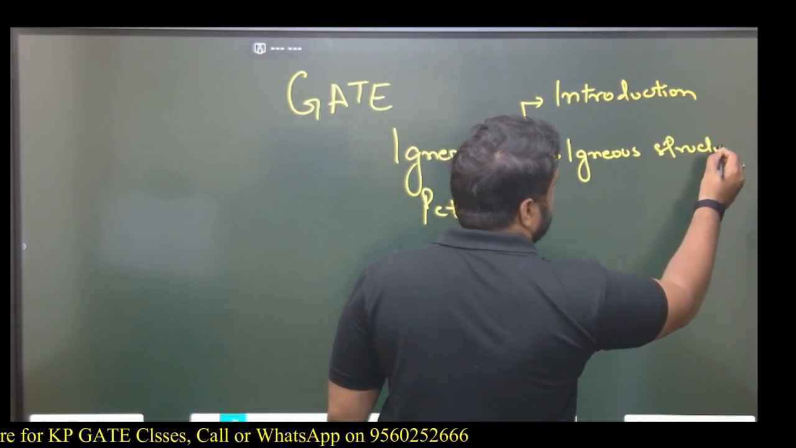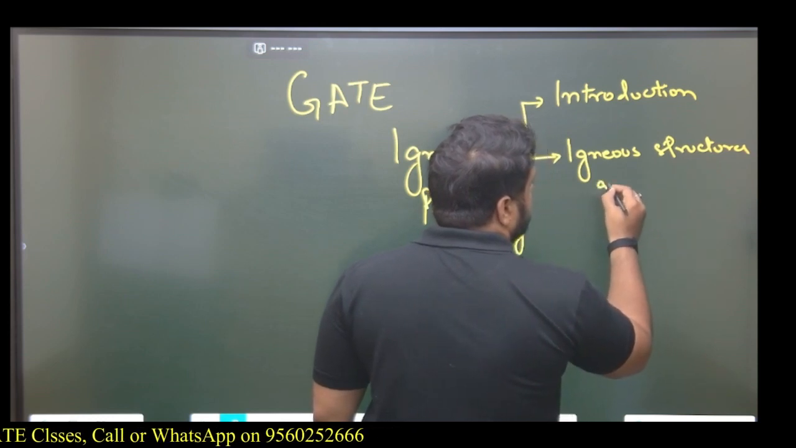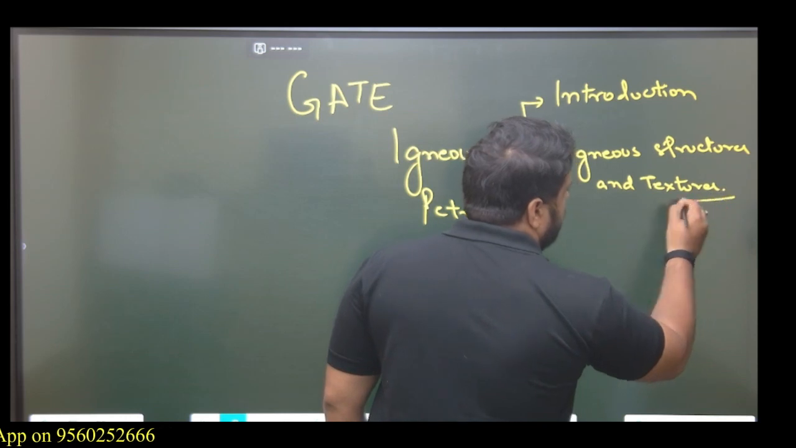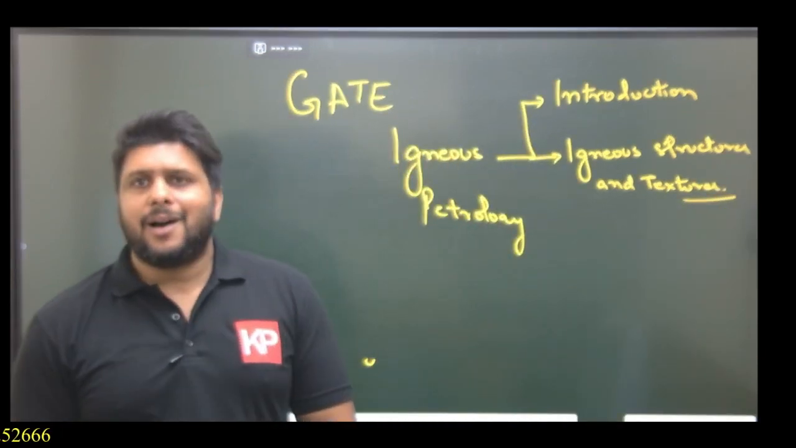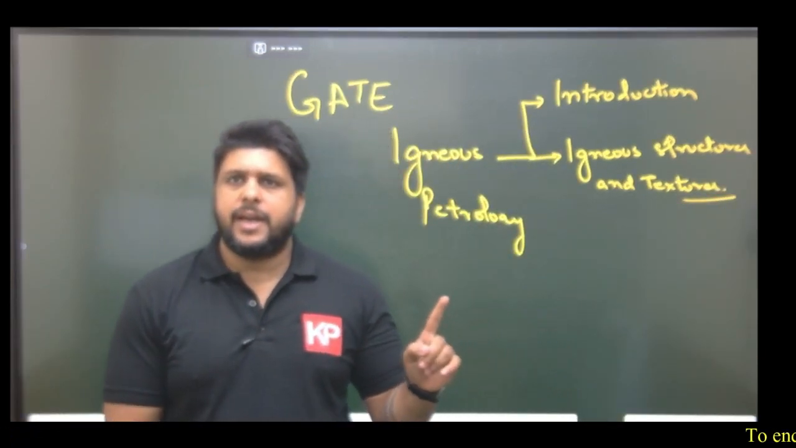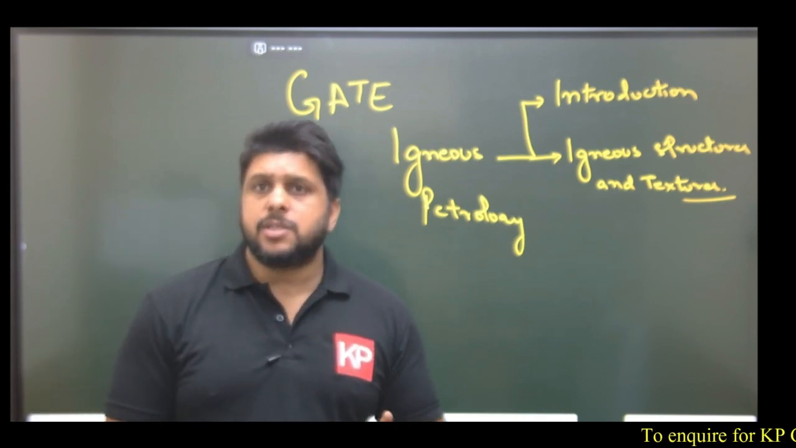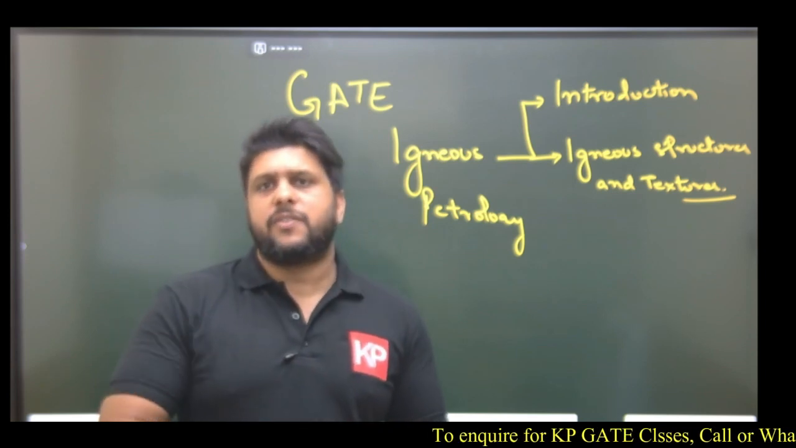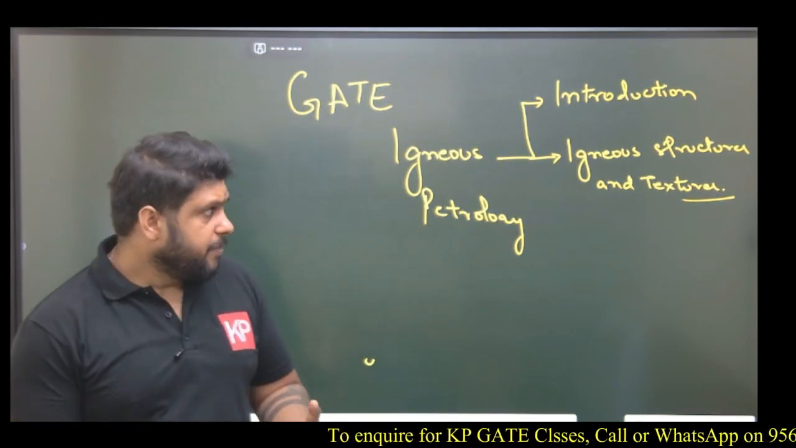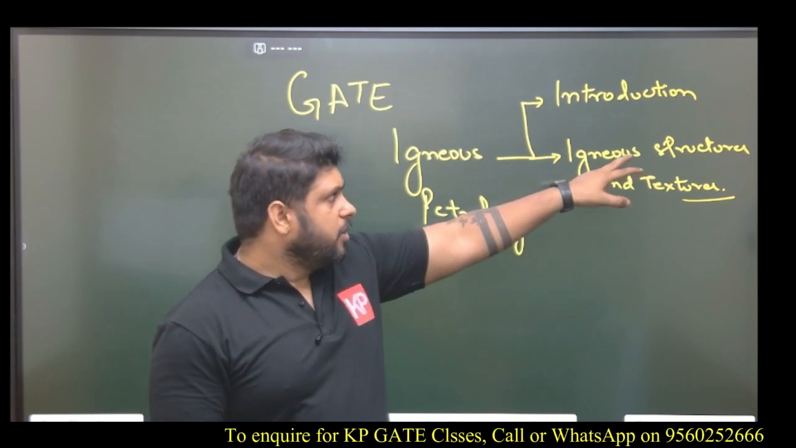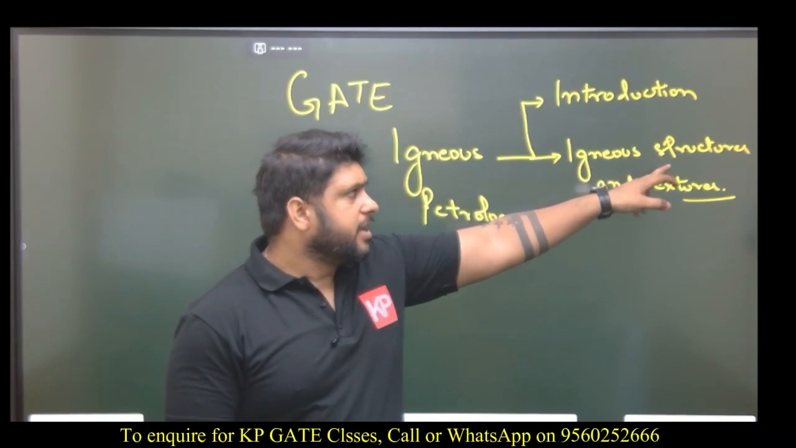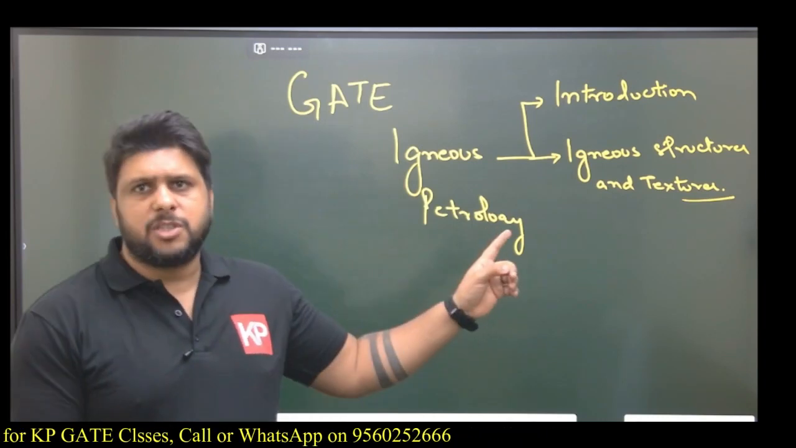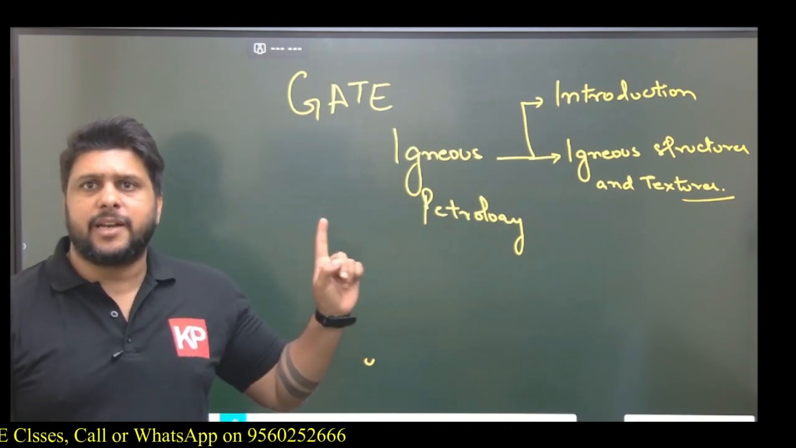Now the second part is igneous structures and textures. One question they ask from igneous textures and structures. In structures we are going to talk about extrusive and intrusive structures and many types of structures. Then textures. One question they are going to ask from igneous structure and texture, and 99% of the times a question is coming from this portion. At least one question in the GATE examination.